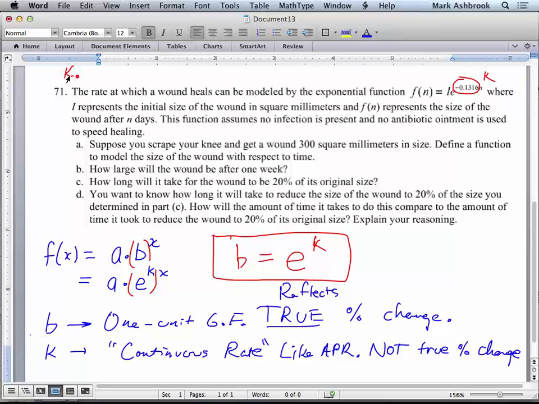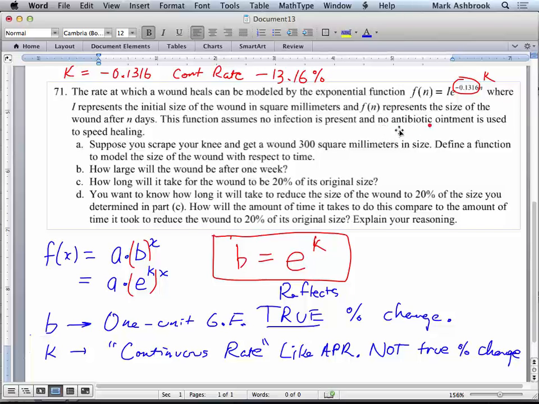K is negative 0.1316. So as a rate, as a percent, what percent is that? So the continuous rate is negative 13.16%. And our time period here is days, n is days. Is that the percent decrease per day? Negative 13.16%. No. I have two no's.